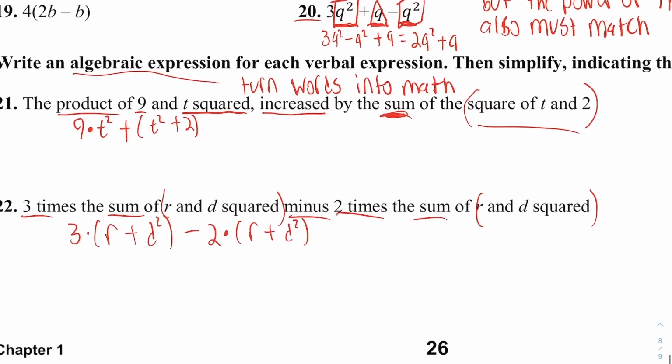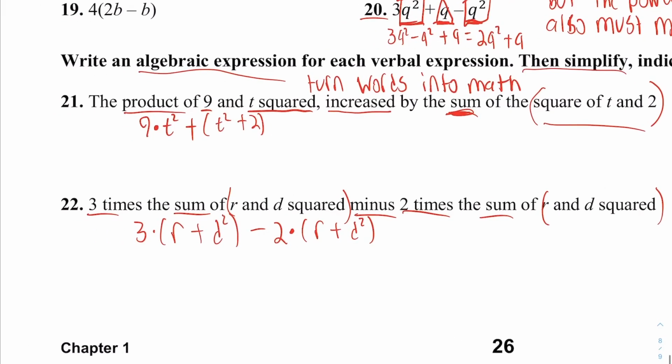Oh, it says that after we write the algebraic expression, then we need to simplify it. So that means I do need to add these things together. So 9 times t squared plus t squared plus 2, 9t squared plus this t squared makes 10t squared plus 2.